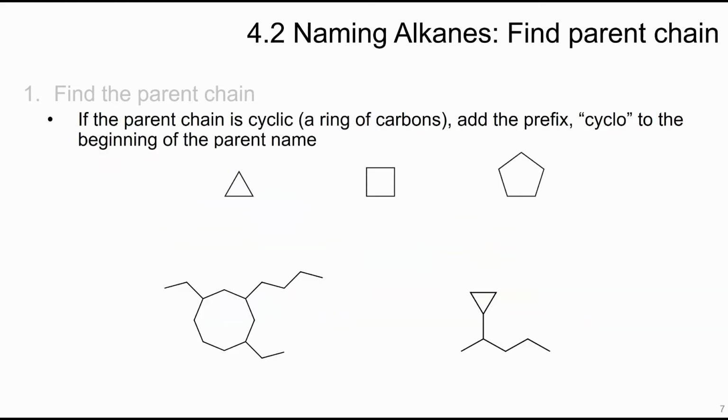If the parent chain is cyclic or a ring of carbons, you just add the name cyclo to the beginning of the parent name. So this becomes cyclopropane, cyclobutane. This is cyclopentane. In this case, the longest carbon chain here is 8 carbons. This is cyclooctane.